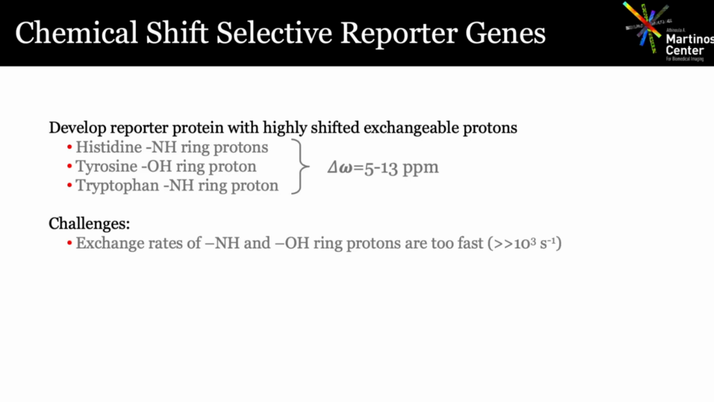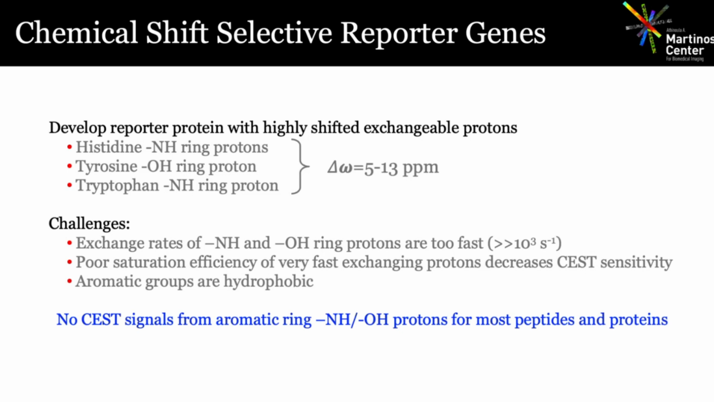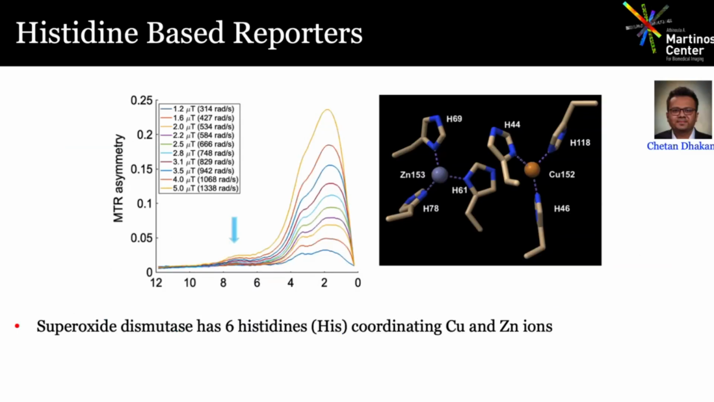One of the challenges, though, is that these exchange rates tend to be extremely fast, sometimes 10,000 per second or more, so that they aren't frequently observed. And again, it's very difficult to saturate these things that are very fast. Not to mention that aromatic groups generally we think are hydrophobic, so how is the chemical exchange with water going to work? And so, typically you don't really see any CEST signals at these higher chemical shift offsets from most peptides and proteins.